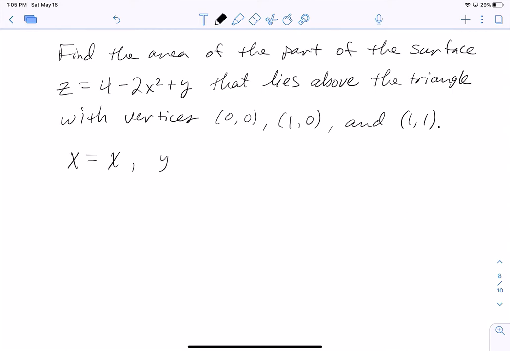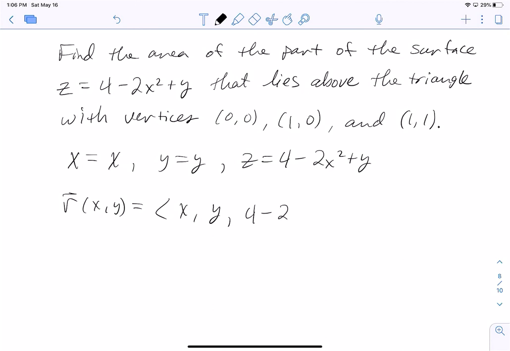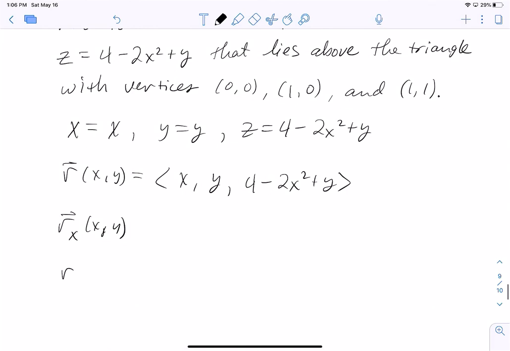x equals x, y equals y, and z is equal to 4 minus 2x squared plus y. So r is a function of x and y and equals ⟨x, y, 4 minus 2x squared plus y⟩. We need the partial of r with respect to x and the partial of r with respect to y. With respect to x, our partial derivative is ⟨1, 0, -4x⟩. With respect to y, we get ⟨0, 1, 1⟩.